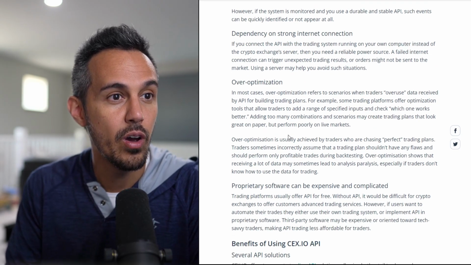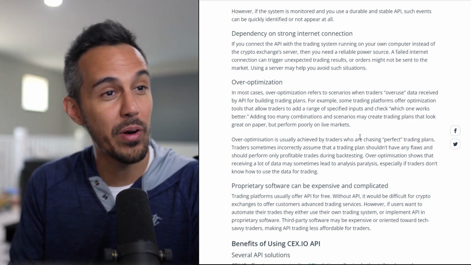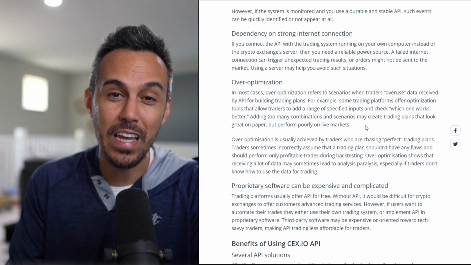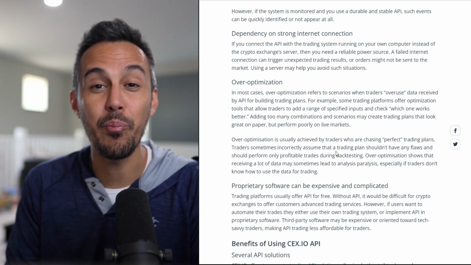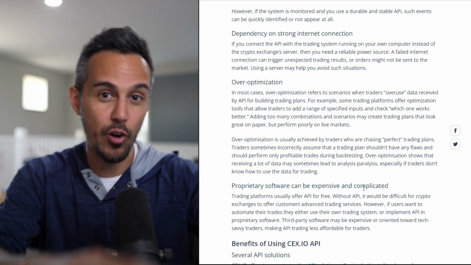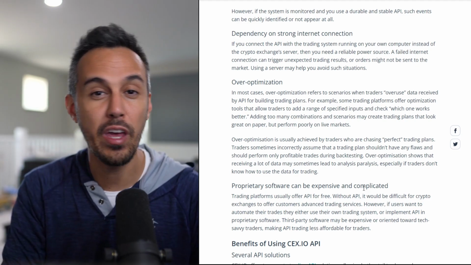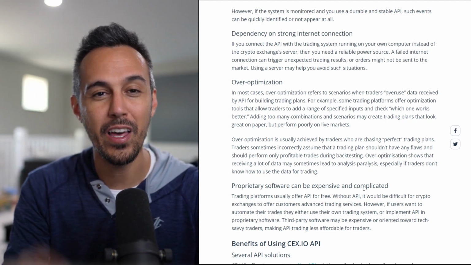Over optimization. This is obviously when we talked about historical data, but also the fact that you might get a little too caught up in chasing the perfect trading plan. Obviously, there's never going to be a perfect position. As long as you're around when it's a good time to buy or a good time to sell, that's your thing. You'll never be able to buy or sell at the perfect spot.